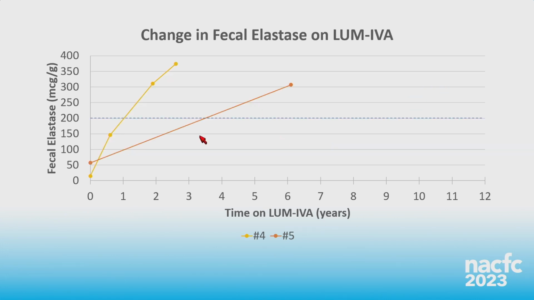These 2 patients were on Lumaiva when they converted to pancreatic sufficiency. Patient number 4 here in yellow started on Lumaiva at 23 months old as a trial participant. After 7 months on Lumaiva, the elastase increased to 146, and after 23 months, it increased up to 311, which shows pancreatic sufficiency. PERT was discontinued, and an elastase taken 7 months after continued to show pancreatic sufficiency at 374.